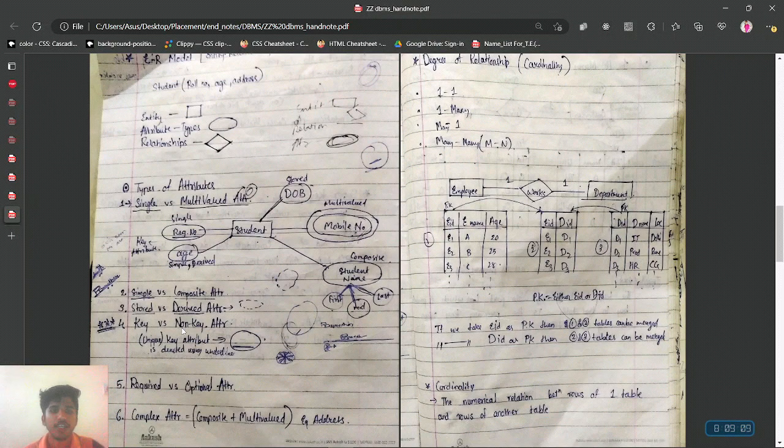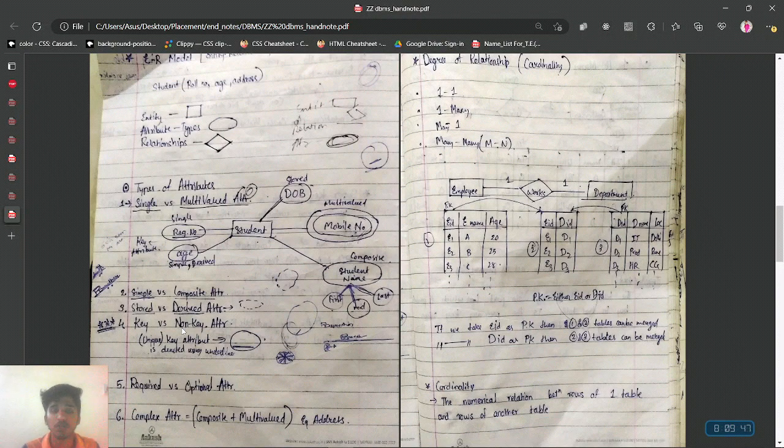Okay, done. Then again comes the age. Age here is a simple attribute, as it is of one type. But now I will tell you one by one. Single versus multi-valued attribute: single means only one value, and multi-valued means it can have multiple values. Registration number can be single, and student name can be considered as first name, middle name, and last name, so it is a multi-valued attribute.